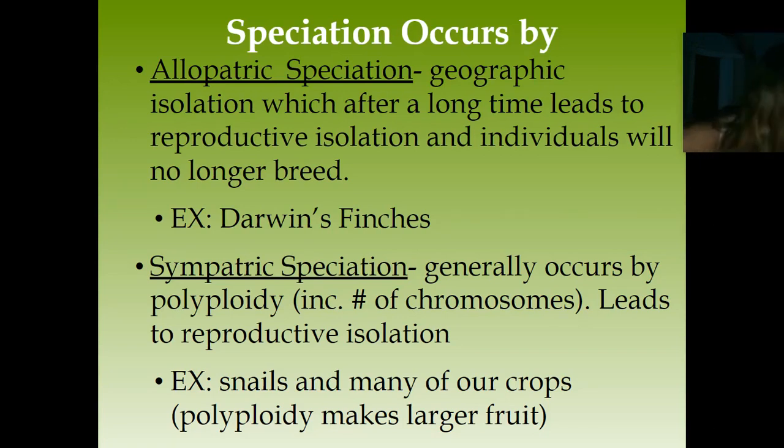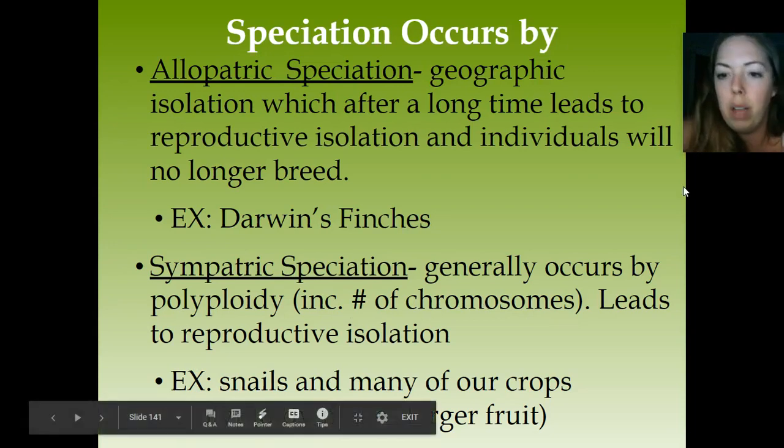But anyway, as long as you're familiar with that and you know that sympatric speciation includes no barrier, you'll be good. All right. Make sure you read up on that in the book.